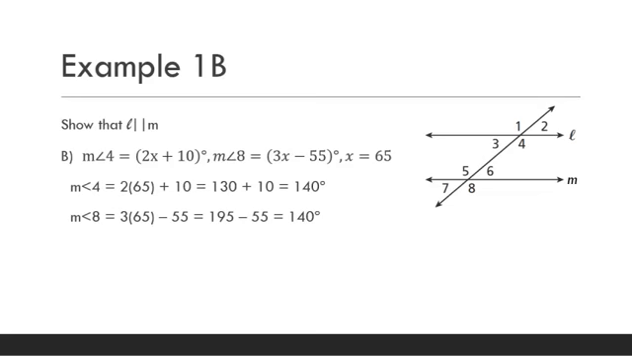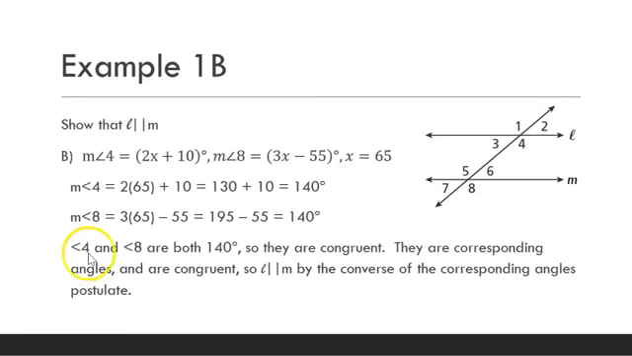So let me show you the final write-up for my reason as to why those lines are parallel. Angle 4 and angle 8 are both 140 degrees, so they are congruent. They are corresponding angles and are congruent, so L is parallel to M by the converse of the corresponding angles postulate. So let's take a look at another example, something similar to this one, but we're going to use one of the other theorems or postulates.